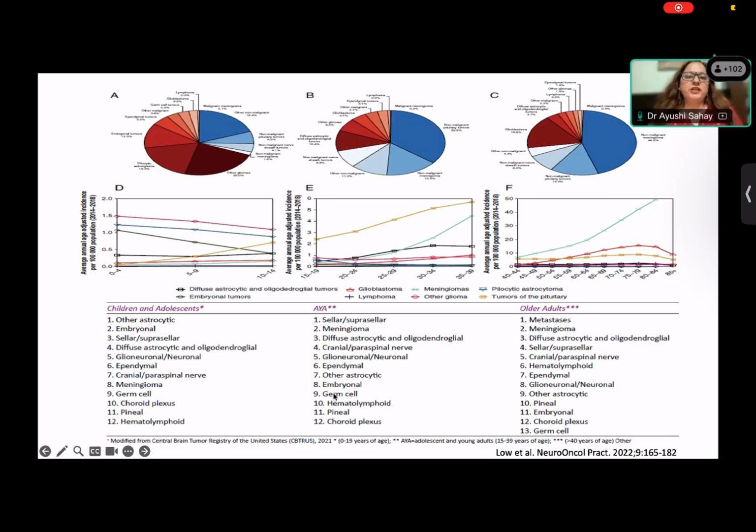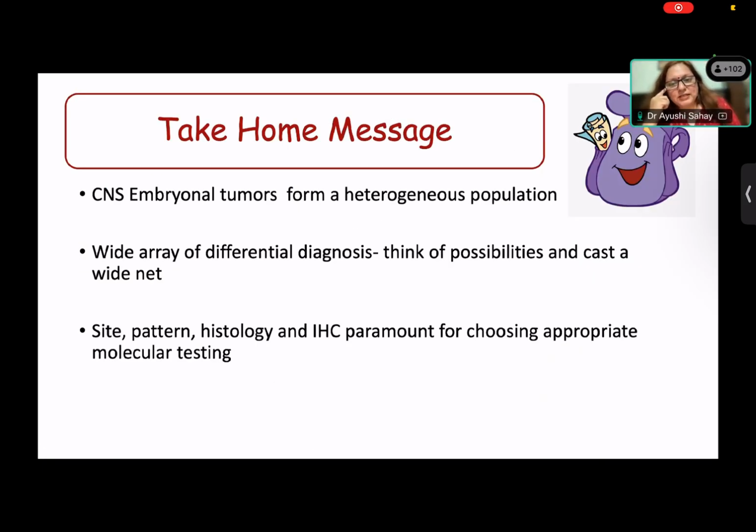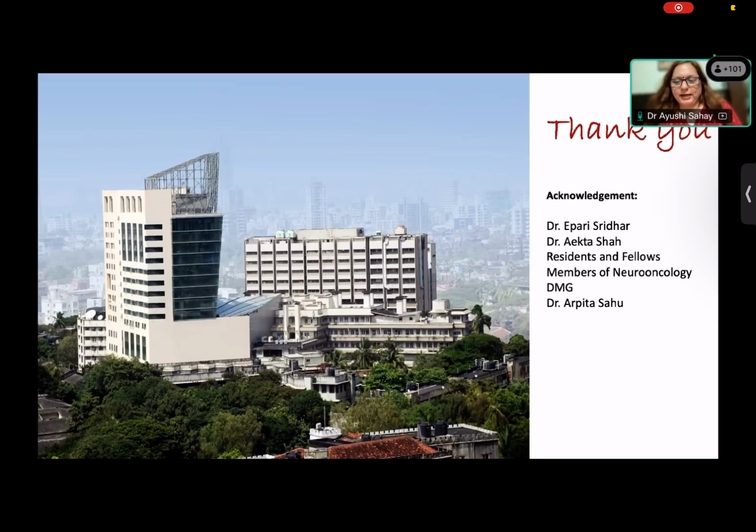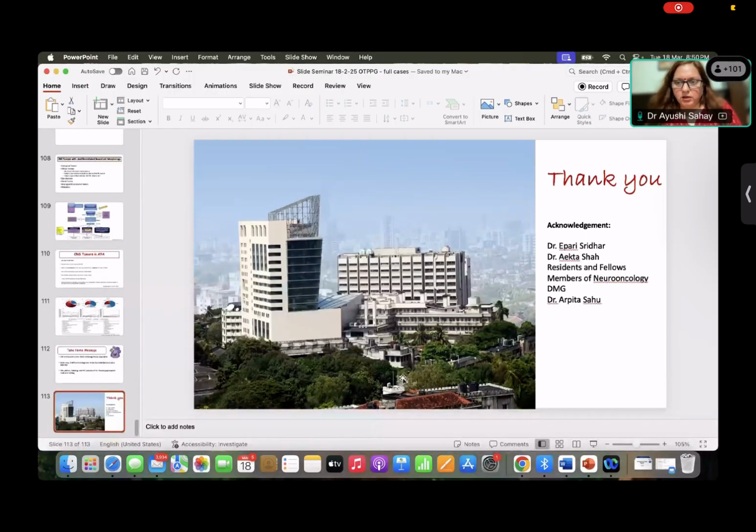So you have to keep both the differentials always in mind. Just to take two messages: the CNS embryonal tumors are a heterogeneous population, and you must always have a wide array of differential diagnoses and cast a wide net. And the site, the pattern, radiology, histology, and IHC, you have to do this appropriately so you can choose what molecular testing you should do further. With this, I would like to conclude, and I will stop sharing my screen.